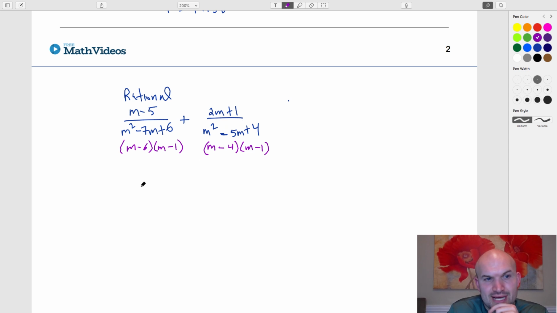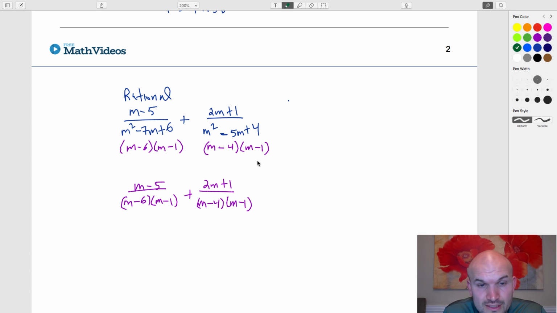All right. So therefore, we can now rewrite the equation: m minus 5 divided by m minus 6 times m minus 1, plus 2m plus 1 all over m minus 4 times m minus 1. So now you guys can see that they have a common denominator of m minus 1, but to get them to have all common denominators, I'm going to have to multiply this by m minus 6 on the top and on the bottom. And then over here, I'll have to multiply by m minus 4 on the top and the bottom.